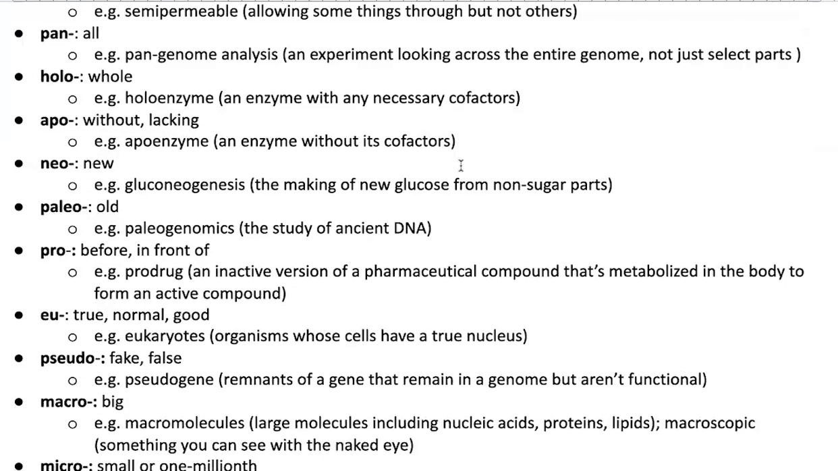Holo, whole. So it sounds like whole, and it's holo. And so a holoenzyme would be an enzyme with any necessary cofactors bound. And so maybe that enzyme needs to bind to a metal or it needs to bind to a vitamin, something like that, in order to be able to function. If it's bound to that thing it needs, we call it the holoenzyme. If it doesn't have that thing it needs, or if it's without its binding partner, we call it an apoenzyme.